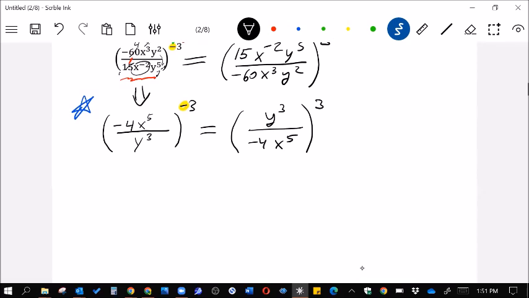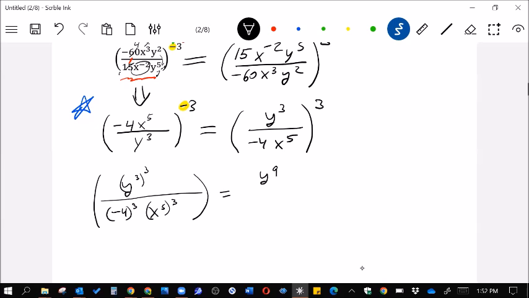So my next step will be to apply the exponent of 3. And so I'm going to have y to the 3rd to the 3rd. Now I can do the negative 3 times, or I'll just do it as negative 4 to the 3rd power. And it's x to the 5th to the 3rd power. So that becomes y to the 9th on top. Negative 4 times negative 4 times negative 4 is negative 64. And 5 times 3 is 15.